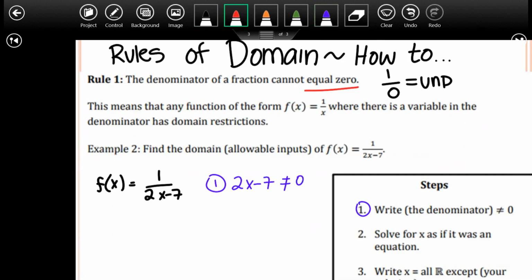The second thing we're going to do is solve for that value. We're going to add 7 to both sides using that inequality, that not-equal sign. We still get 2x is not equal to 7. Dividing by 2, x cannot be 7 over 2.